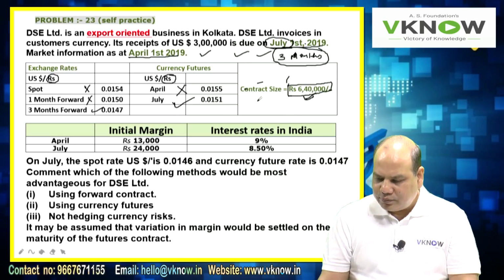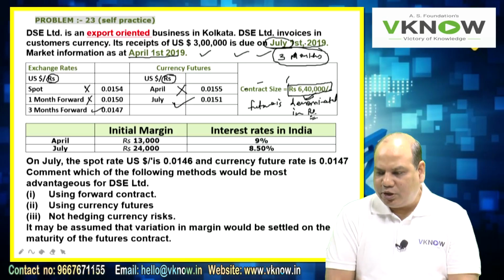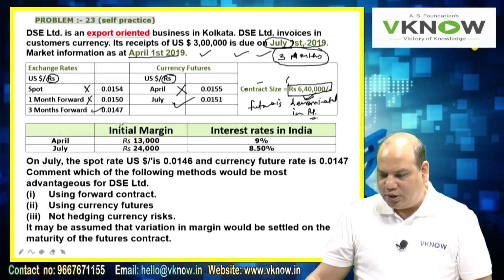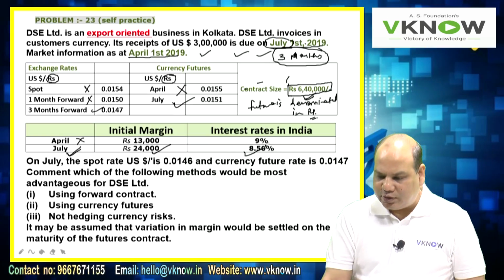Contract size is in rupees. So therefore, we will say future is denominated in rupees, because this confuses the student. So purposefully they do it to extract money from the student. And then initial margin, interest rate. April write down, not relevant, because we are entering into future contract which will expire in July. So 24,000 and 8.5% is relevant.